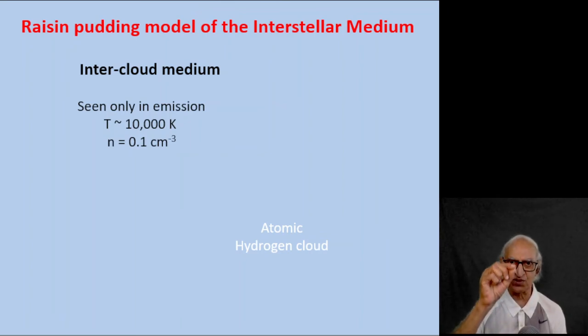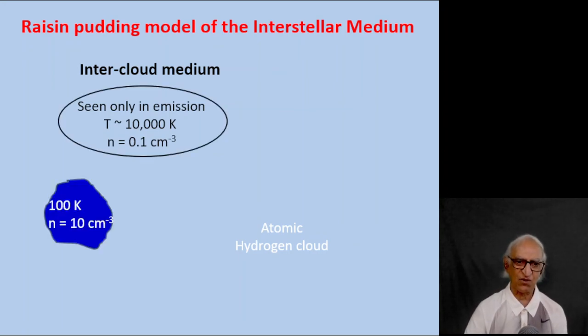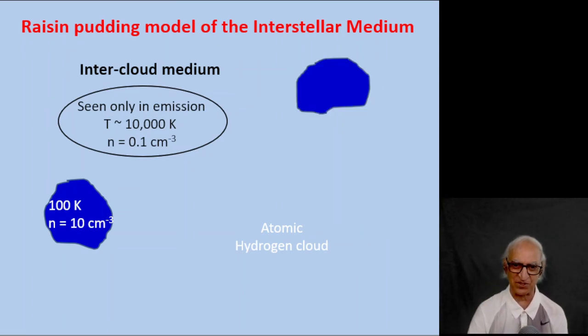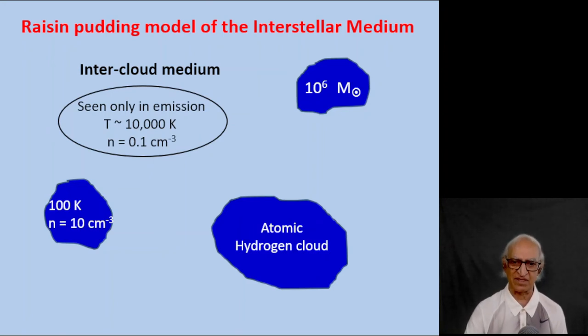So this is the gas that was seen only in weak emission, but no absorption. And then there were regions which were denser and colder, whose temperature is 100 Kelvin, and whose density is 100 times larger, 10 hydrogen atoms per cubic centimeter. I know that you are not impressed because we live in a world where the number of molecules per cubic centimeter is 10 to the power 20, 21, 22, whereas this is only 10, but that's a large number in interstellar space. The typical mass of these hydrogen clouds is about a million solar masses. So they are enormous, their sizes are light years across. And these are the atomic hydrogen clouds.